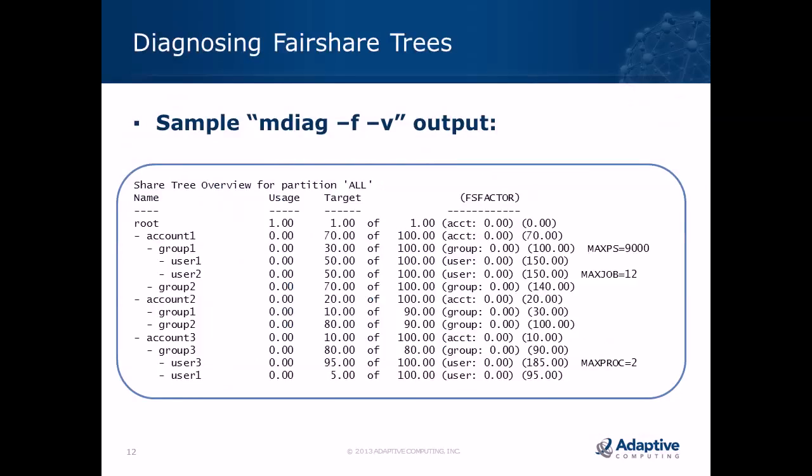Okay, so once you've got a tree like that in the system, you can run the mdiag -f -v and get the output, and this is what that same tree looks like when you run that command. So you can see the targets. Right now, I ran it on a system that didn't have any usage, but normally you get usage in there. And then you'll see these numbers here. This is basically the priority, the fairshare tree component priority of the job. So if you were to run the mdiag -p command, this is the number you would see in the fairshare column. And then you've got max PS and all the limits that you also set as well.